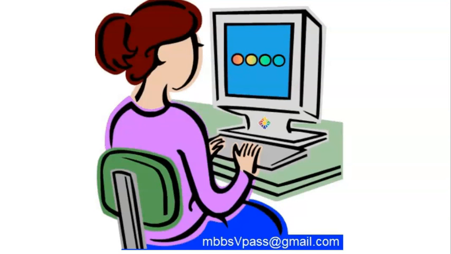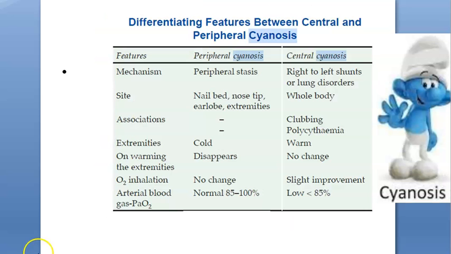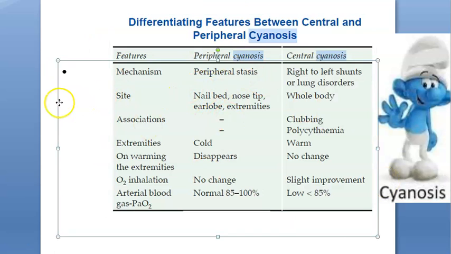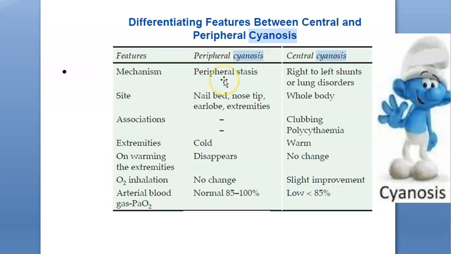Now let us look at the difference between central cyanosis and peripheral cyanosis. You should write this in the exam. Remember, you should know the difference. Peripheral cyanosis means there is peripheral stasis, right? Nail bed, nose tip, earlobe, extremities. Basically, extremities will be blue, along with cold weather, etc. If you warm the extremities, the cyanosis can go. Even if the person takes oxygen, there can be no change because it is an extremity. Arterial blood gas saturation can be 85-100%, it can even be 100%. But because of cold weather, he might have peripheral cyanosis.